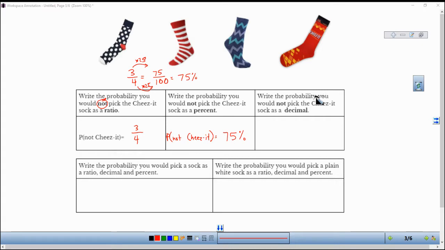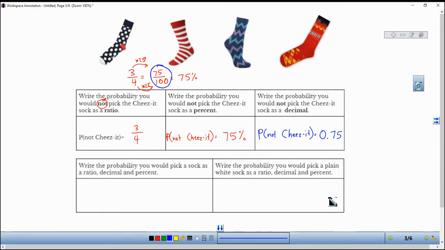Then it says, write the probability you would not pick the Cheez-It sock as a decimal. Similar to what we did in the previous example, I'm going to write probability of not Cheez-It, which should be more likely to do. So it seems like it's more likely that you would not pick the Cheez-It sock than you would. That's why the probability or the percent is so high. Okay. The decimal would be, well, you can use this fraction here to help you. 75 out of 100 is 75 hundredths, which would be the decimal.